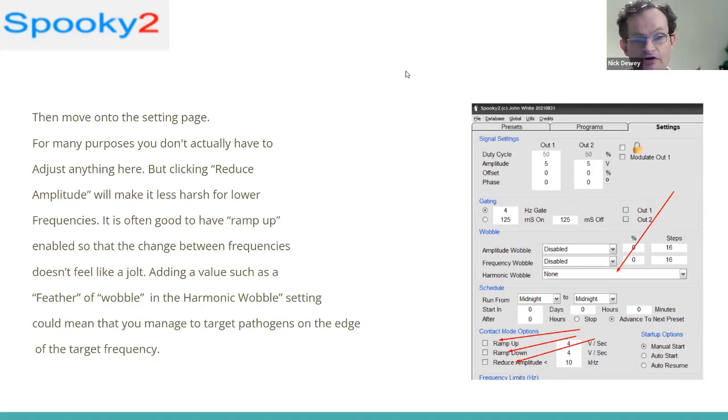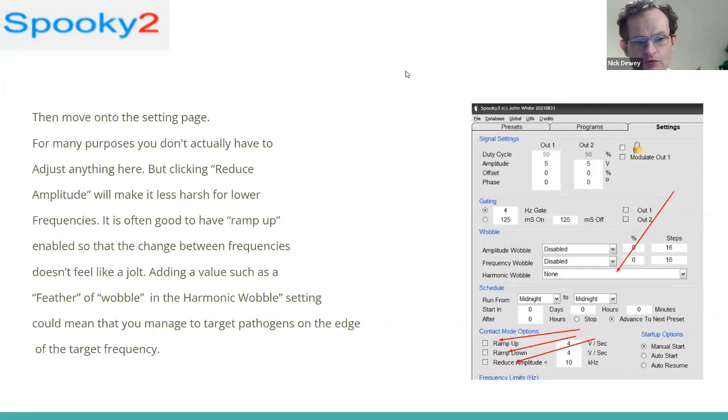Then there's the harmonic wobble section, which you've got that red arrow pointing to, which can be used to add things called feathers or wobbles. Now, a feathering is a gentle movement around the frequency itself, kind of like a sine wave, to make sure you'll be attacking pathogens which are outside of that particular range.